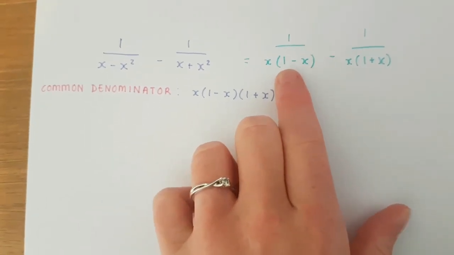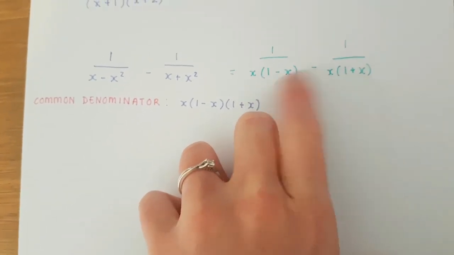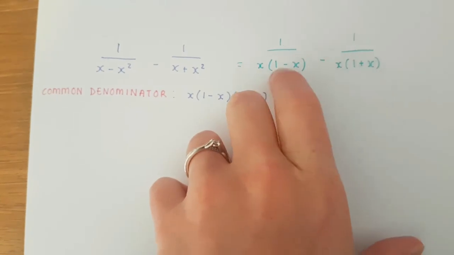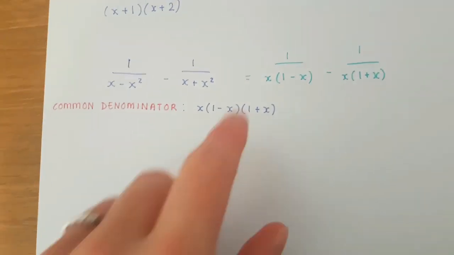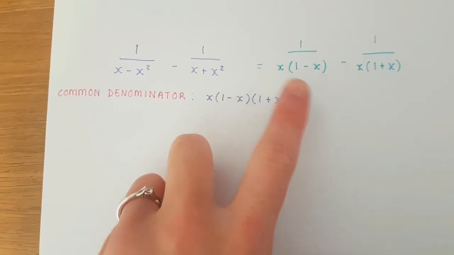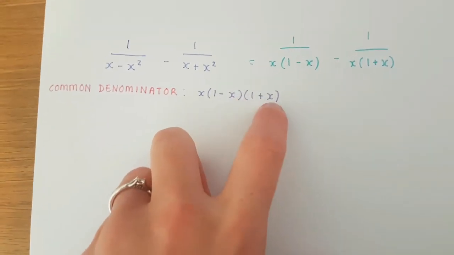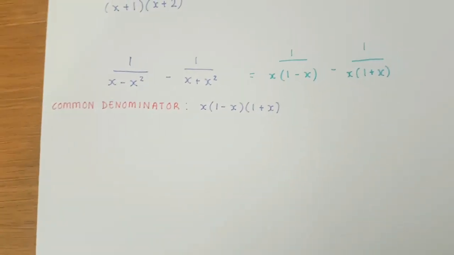So if this is x multiplied by 1 minus x, I'm going to multiply it by 1 plus x to get a common denominator, and this side needs to be multiplied by 1 minus x. So my common denominator is x multiplied by 1 minus x, this part here, multiplied by 1 plus x, because that's just the only missing part.